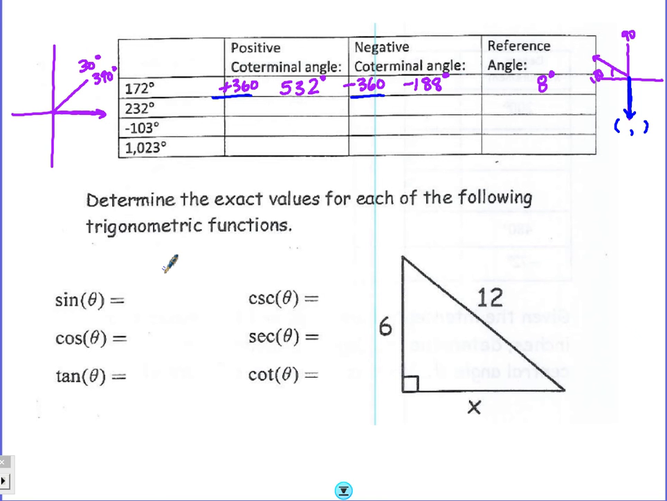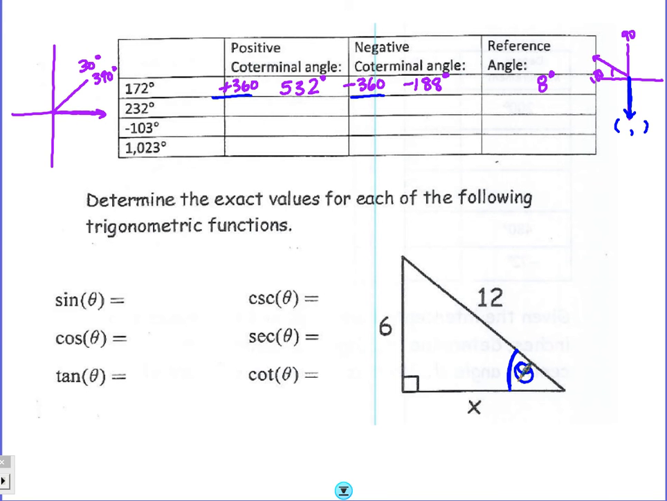I just realized something that's missing on this next graph. So determine the exact value for each of the following trig functions. Sine of theta. Okay, so then I go over here and I look for theta and I'm like, whoa, it's missing. Okay, so we really need to draw theta in. So if you can all please draw theta in the lower right hand corner. Alright, so now that we know what theta is, sorry, that should have been given to you. Now we can find what sine theta is.